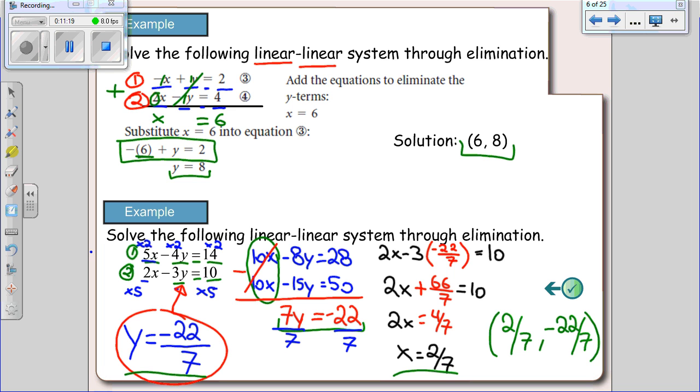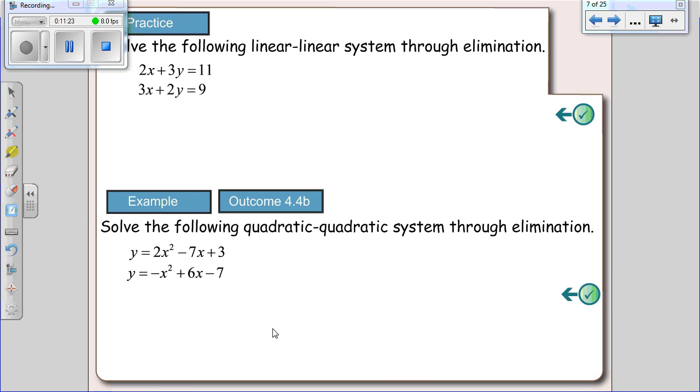Okay, that's a review of Math 10C. So if you want to try another one, this is a good practice problem. So you can go ahead and try that. When you do that one, you're going to have to multiply them. You're going to get an answer of 1, 3. So when you're done that question, you should have x equals 1, y equals 3.